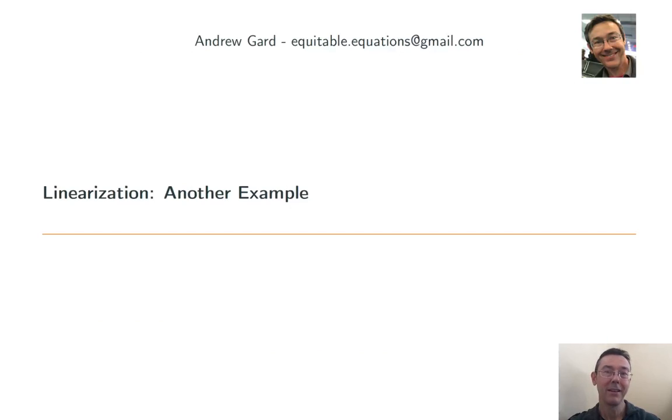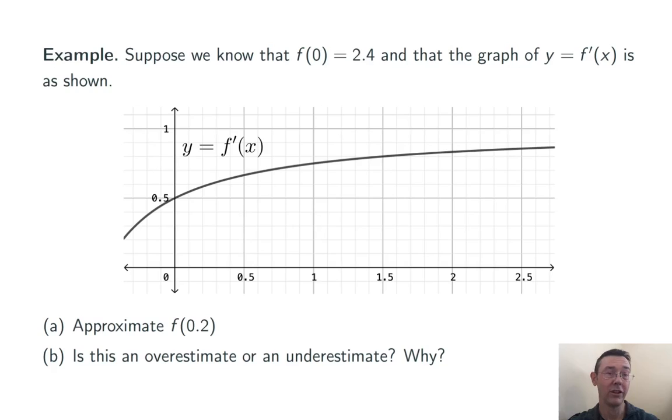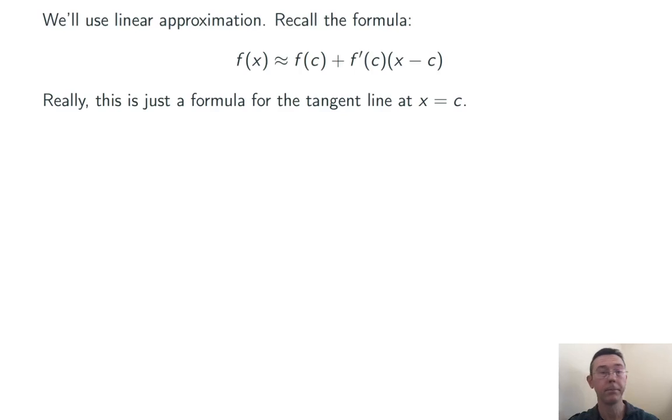Hey everybody. Today we're doing another linearization example. Suppose that we know that f of 0 is 2.4 and we're given the graph of y equals f prime of x. So just to be clear, this is the graph of the derivative of the function, not the function itself. We want to approximate f of 0.2 and we want to determine whether this is an overestimate or an underestimate. We're going to use linear approximation.